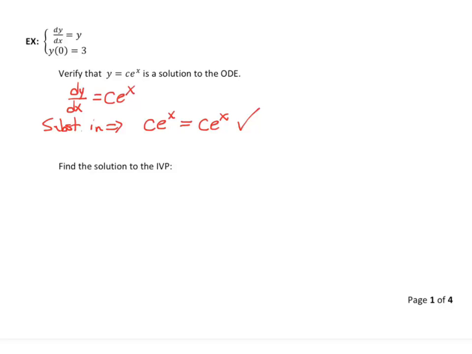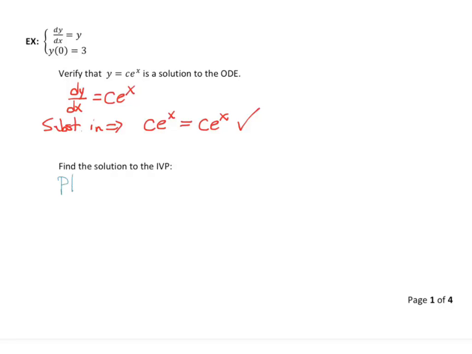This is actually an infinite family of solutions. It's a one-parameter family of solutions because this would solve the differential equation for every value of c, no matter what c you plug in. Now, there will be only one solution for the initial value problem, that is, this problem as a whole, because of the initial condition. So how do we find the solution to the initial value problem?